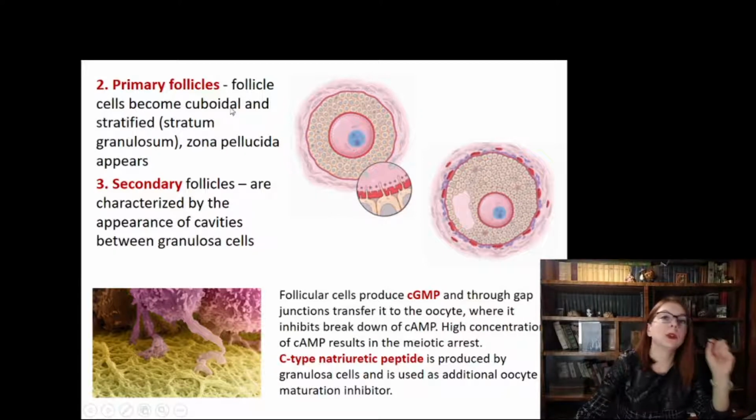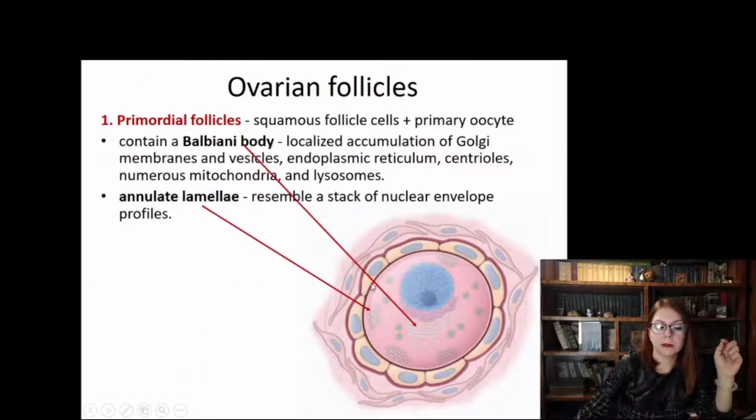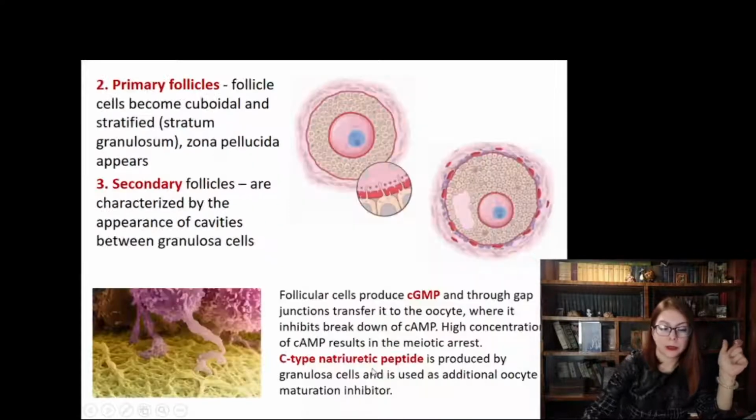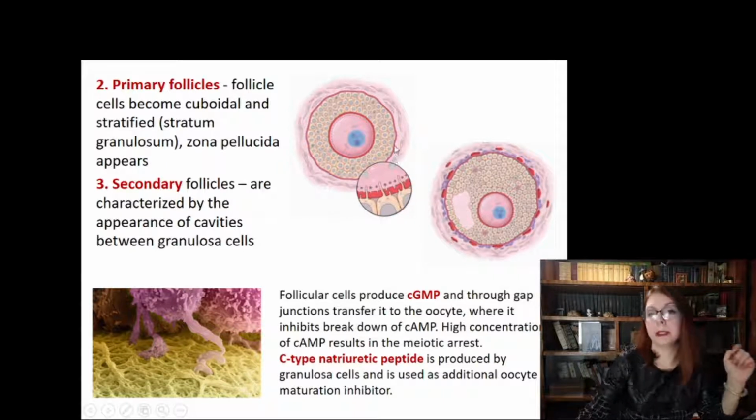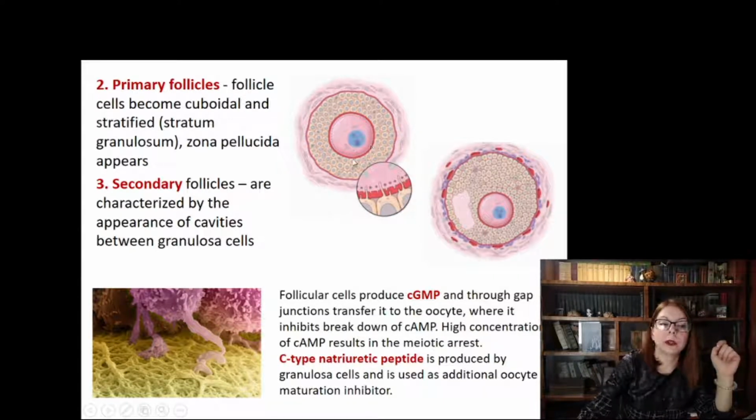the follicle cells become cuboidal. So if in the primordial follicle the cells are flat and squamous, here they become cuboidal. Then several layers of those cuboidal cells appear, and we see that they are bordered from the connective tissue surrounding the follicle by a basal lamina. Then another sign of the primary follicle is the appearance of the zona pellucida. You remember this is the crucial zone which is penetrated by spermatozoa acrosomes.